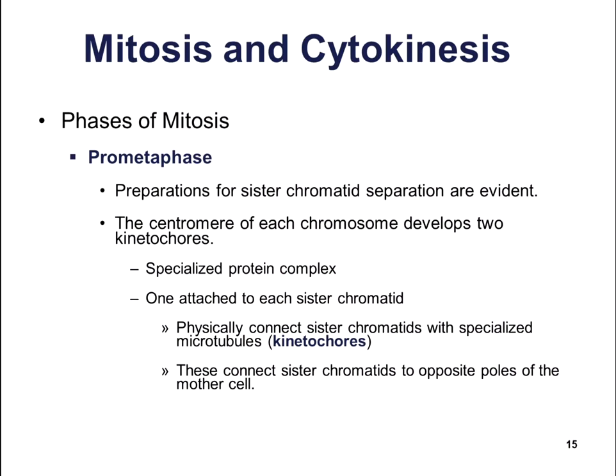We then have prometaphase, and this is a preparation for the sister chromatids separation that is coming. The centromere of each chromosome develops 2 kinetochores, and the kinetochores are specialized. They're a specialized protein complex, one attached to each sister chromatid.